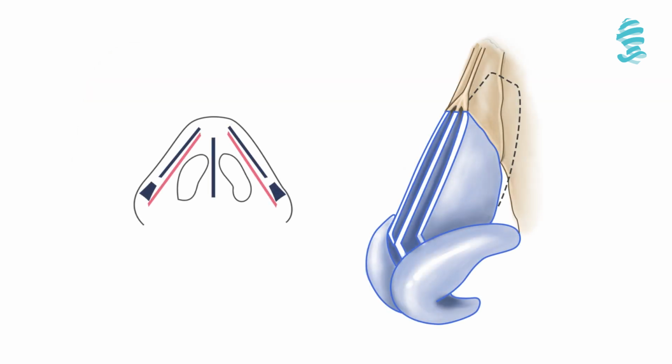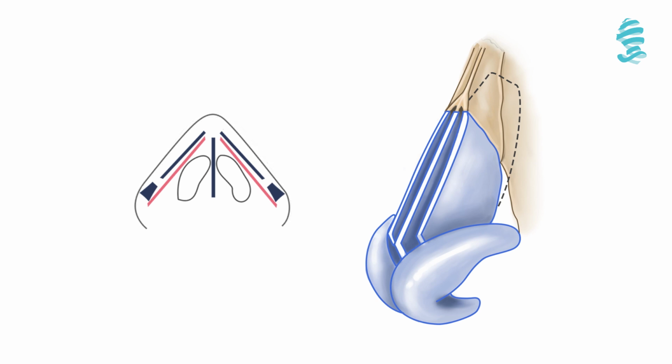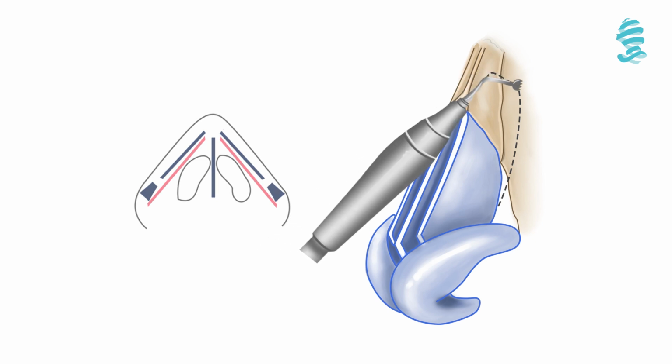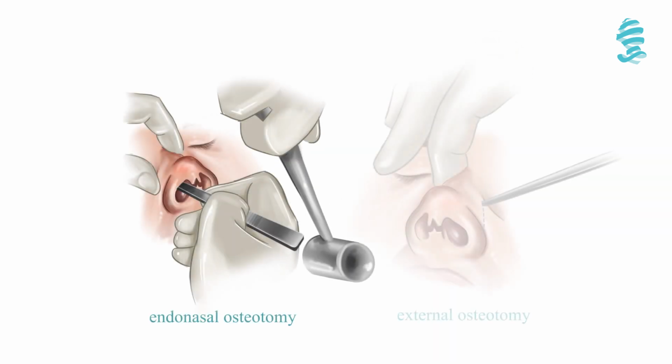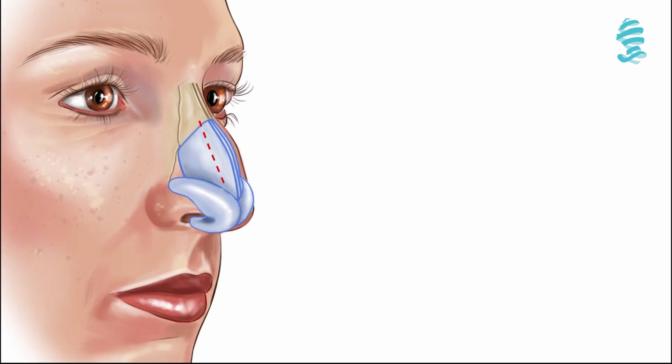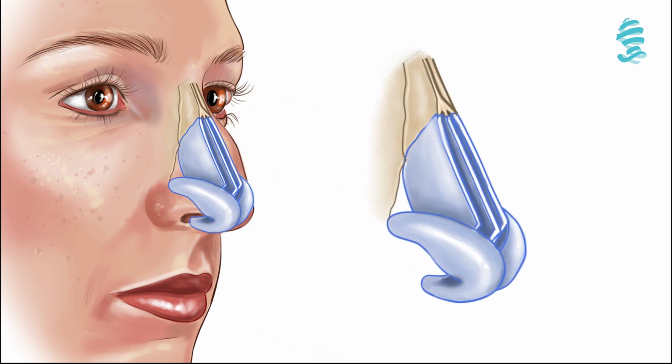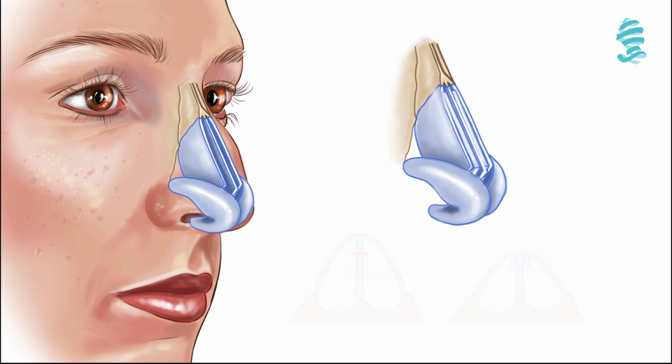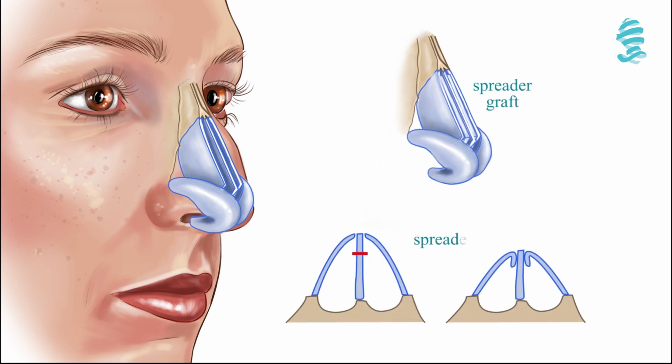After removing the bony hump, osteotomies, cuts in the bones, should be done to close the open roof and to narrow the bony pyramid. Osteotomies can be done using osteotomes, saws, electric saws, or piezo instruments. Osteotomies can be done from inside the nose or can be performed externally. After removing the cartilaginous hump, the middle vault can be left as it is. However, many surgeons prefer to use spreader grafts or flaps to restore the middle vault aesthetically and functionally.